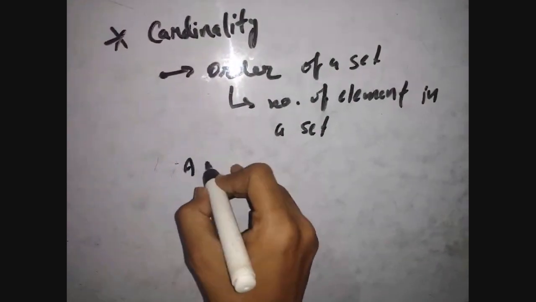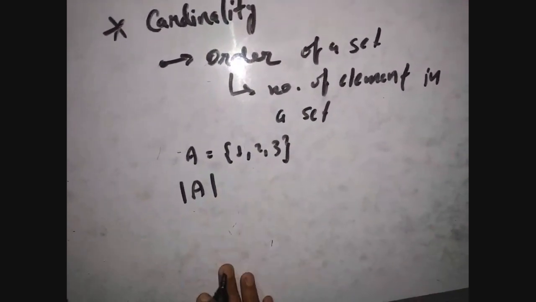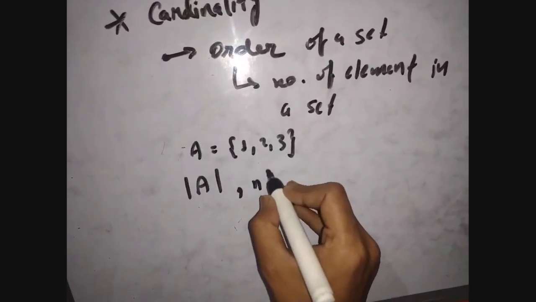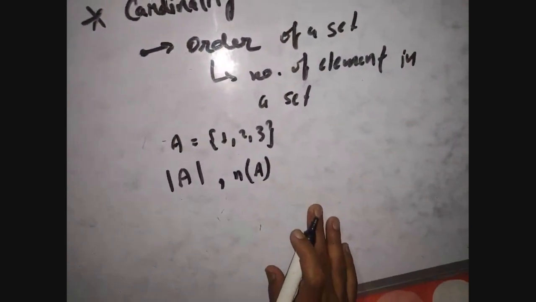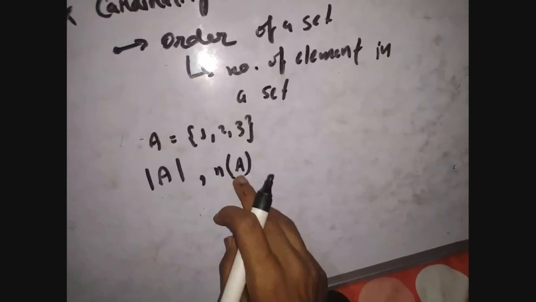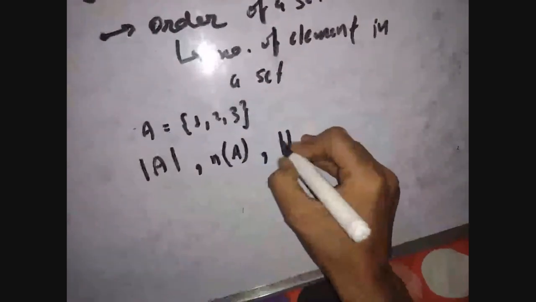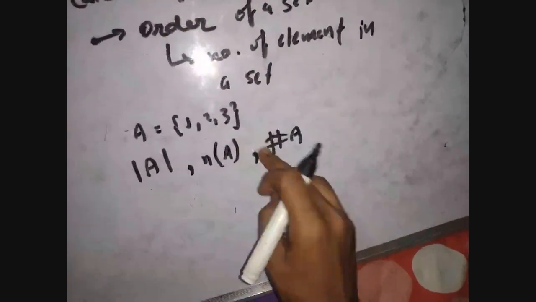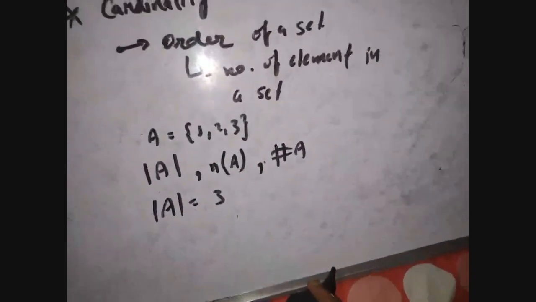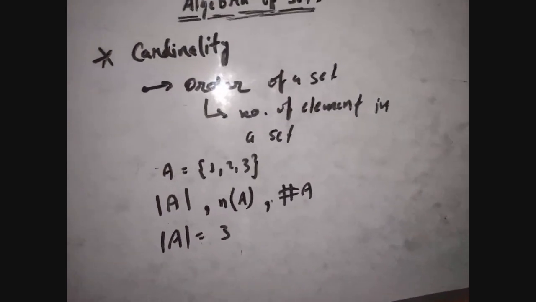So there is a set A, which is 1, 2 and 3. Then cardinality is represented by this modulus sign, or it is also represented by a small n preceding the braces with A as an element inside, and it is also represented by a hashtag with A. So the cardinality of A is 3 because there are 3 elements. I think we should not talk more about it because it is very obvious. So that's about cardinality.